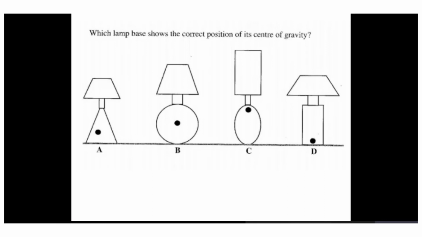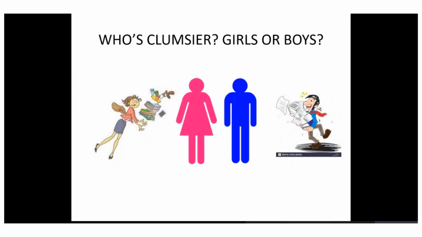B? Yes, it is B. Okay, so we're just looking at the base. So we're looking at geometric shapes. Basically, they're all regular shapes. And we know that the center of gravity has to be in the middle, in the center. So the only one that's correct is B. All right, good. So last question.